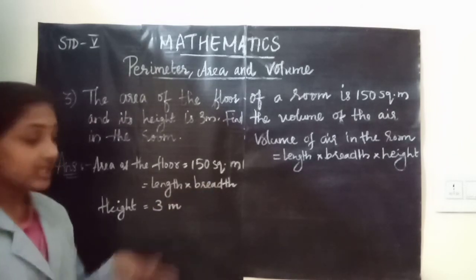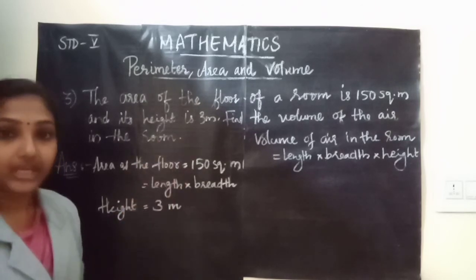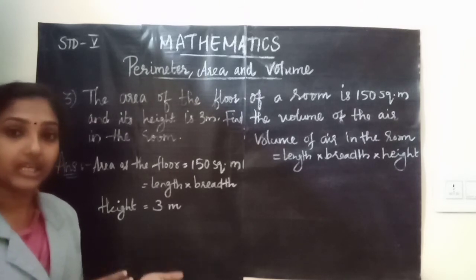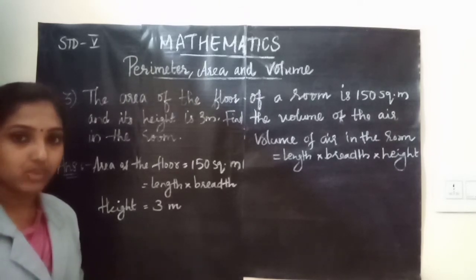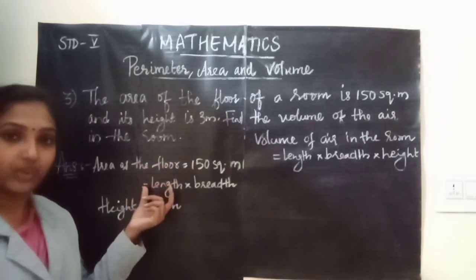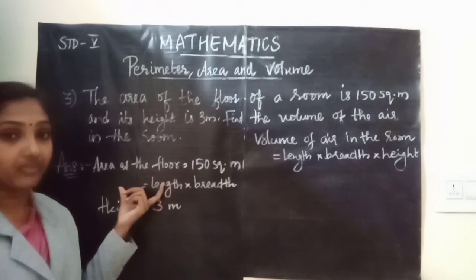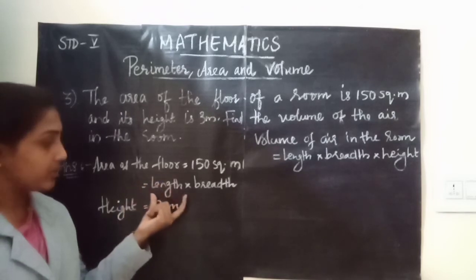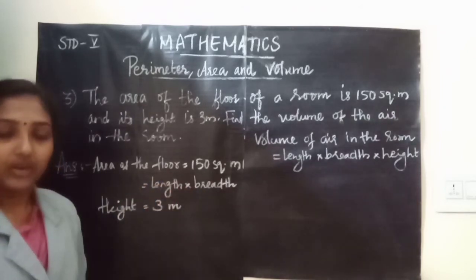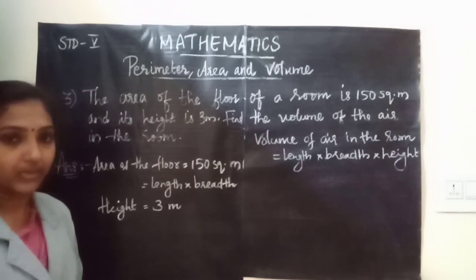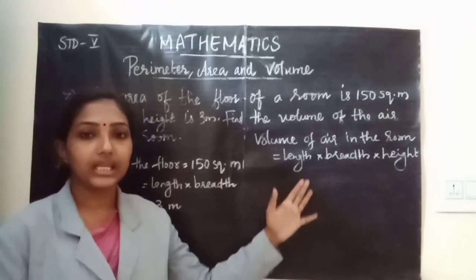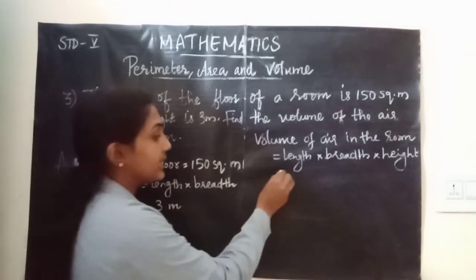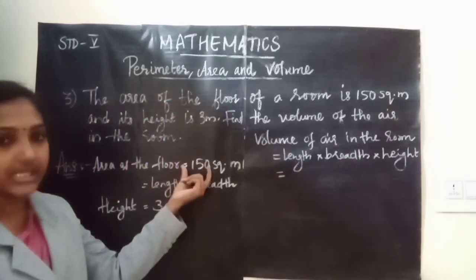Okay. And here the area of the floor is given. It is 150 square meter, and in the case of area we have studied the area of a rectangle is equal to length into breadth. So this one side, the floor, is in the shape of a rectangle, so we can use the area as length into breadth. Now we need to find the volume of air in that room. And to find the volume, we have the formula length into breadth into height.